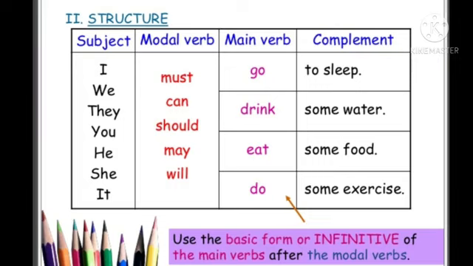Whenever we are framing any sentence with any modal verb, the thing we have to keep in mind is that we have to use either the basic form or the infinitive form of the main verb after the modal verb. For example, I must go to sleep. There the main verb is in V1 form, and the modal verb is must. So likewise, whenever we are making a sentence, we have to use either the V1 form or the infinitive form of the main verb after the modal verb.